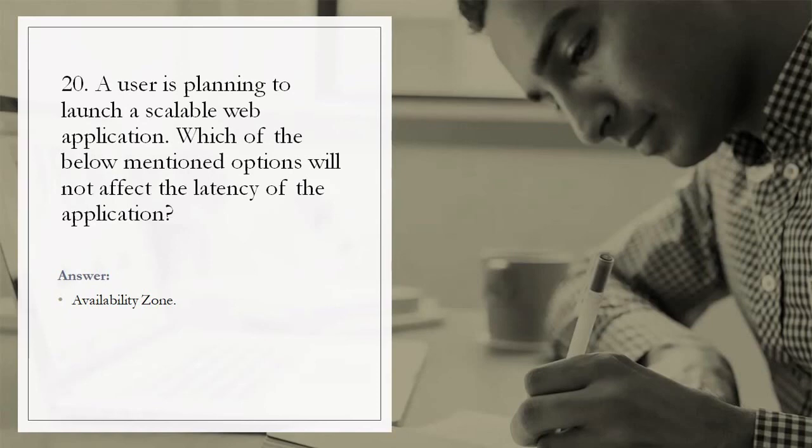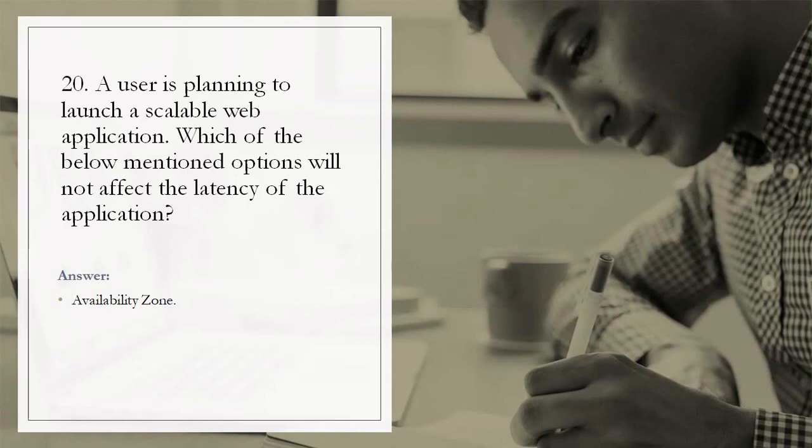Question number 20. A user is planning to launch a scalable web application. Which of the following mentioned options will not affect the latency of the application? Answer is availability zone. In AWS, the instance size decides the input or output characteristics. The provisioned IOPS ensures higher throughput and lower latency. The region does affect the latency.